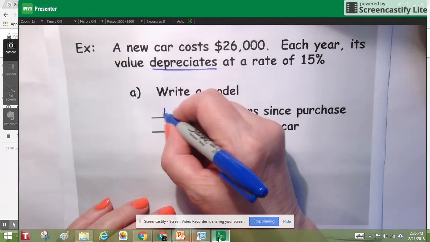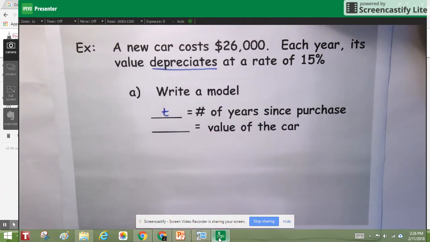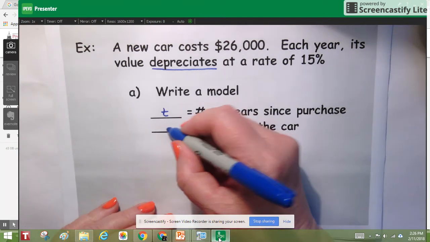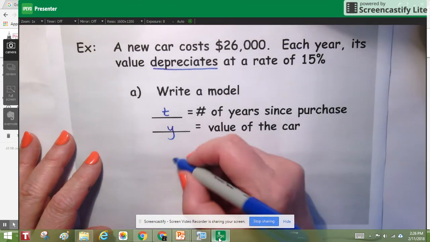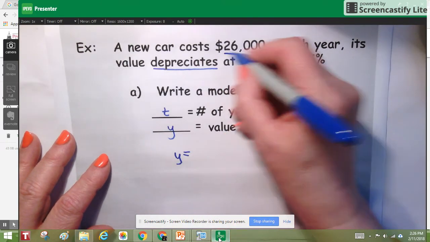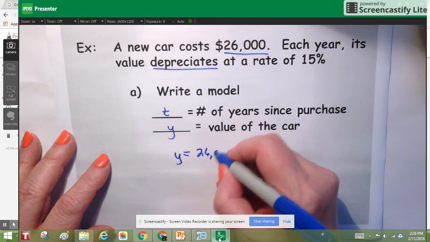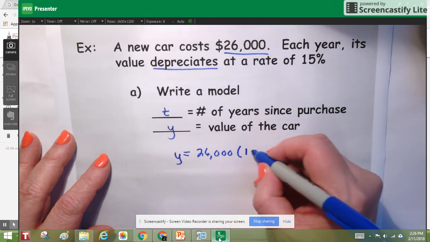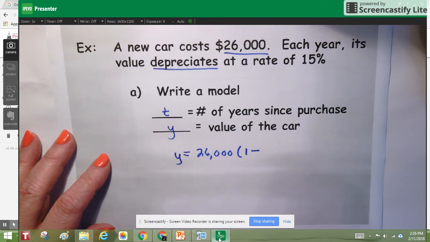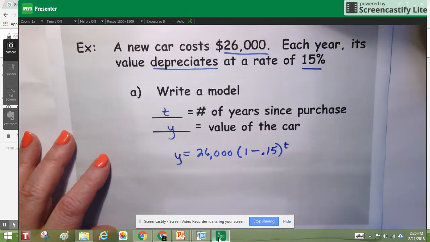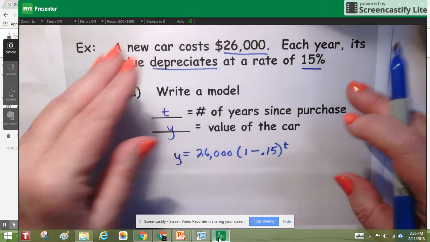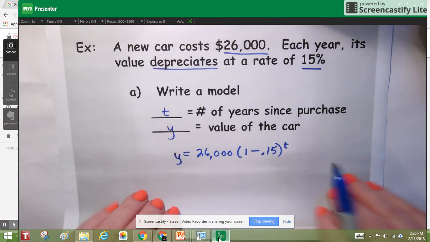So T is going to be what I'm going to call the number of years since I purchased it, and Y is going to be my value of the car. Make sure you declare your variables if they're not declared in the problem. So Y equals, my initial amount is 26,000. Remember it's depreciation, so it's going to be 1 minus my rate, which is 15%, so I'm going to change that to a decimal, raised to the T. So here now is the model that would go along with this particular word problem.